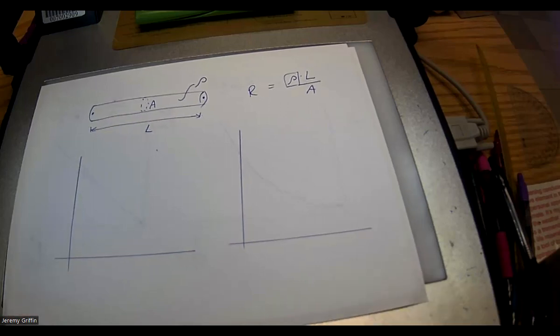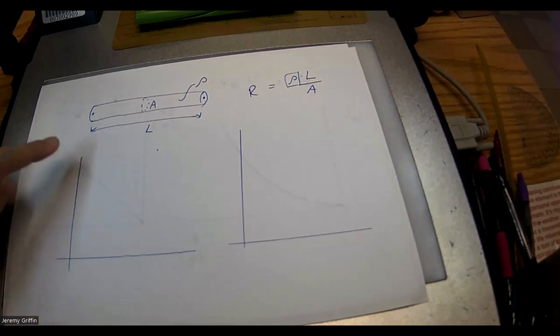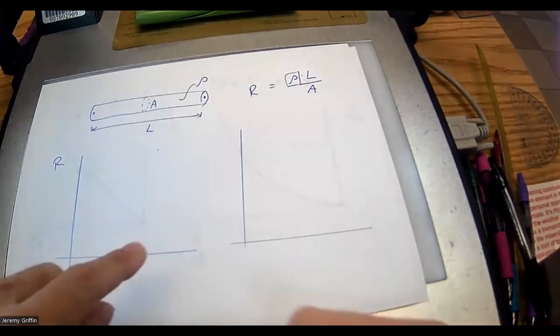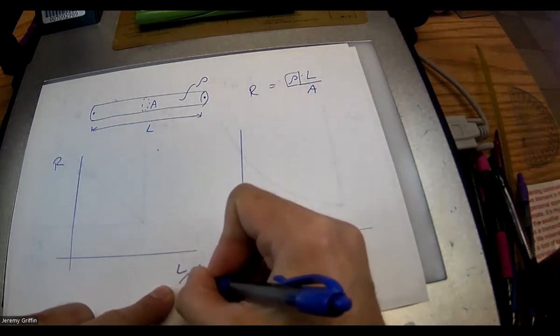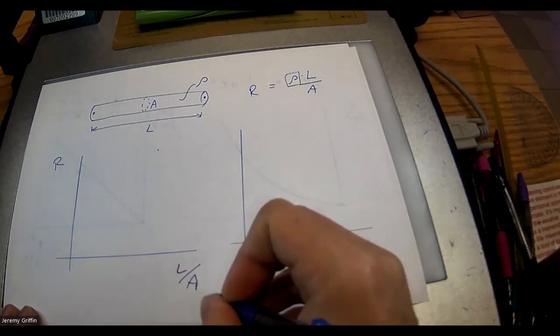Who figured out one solution? What's one way to do it? Jack, what do you think could go on the vertical axis? R. Yep, you could put R. And what could you put on the horizontal axis? L over A. Yeah, exactly. Okay, just look at that.